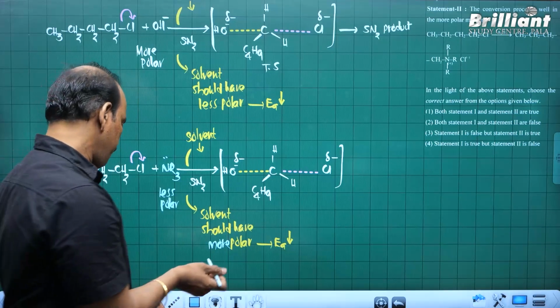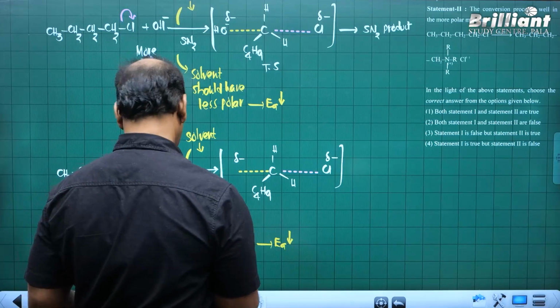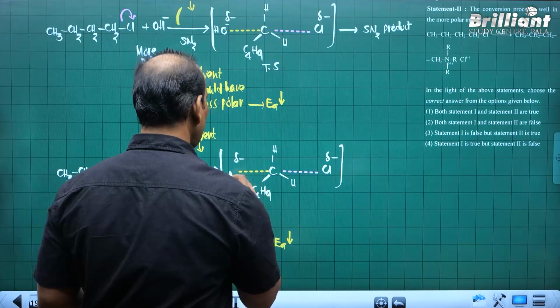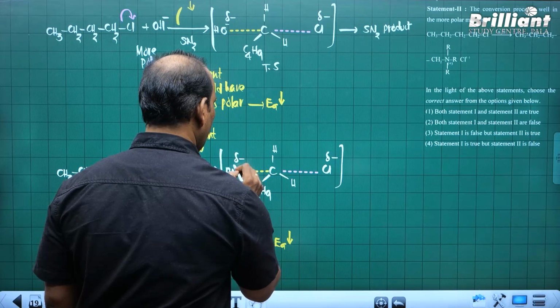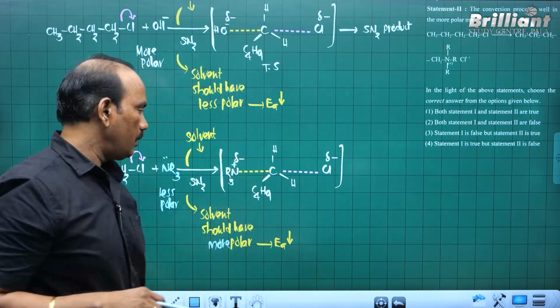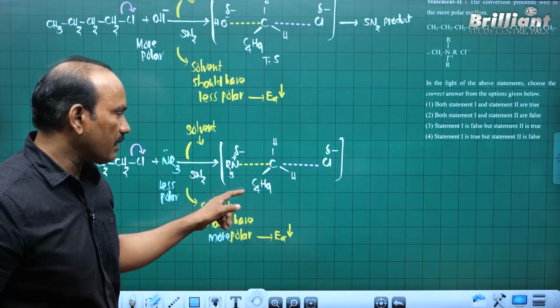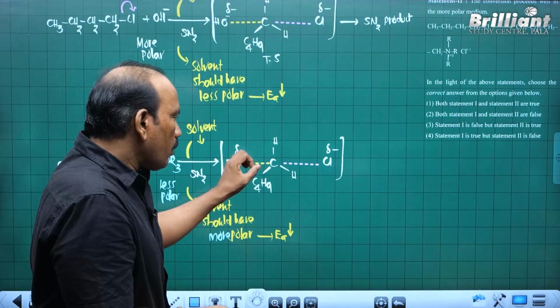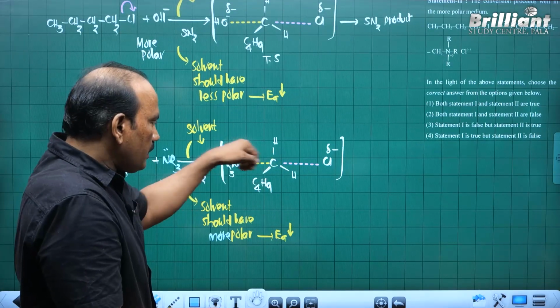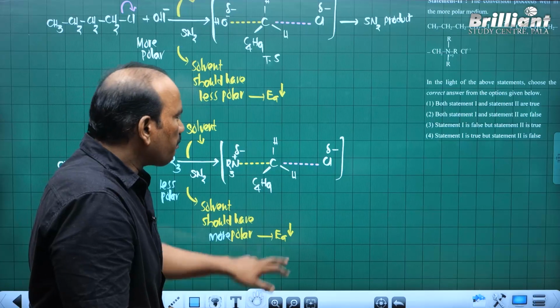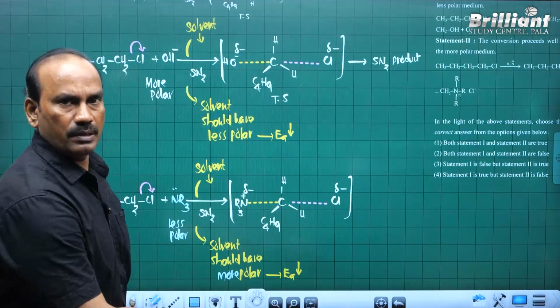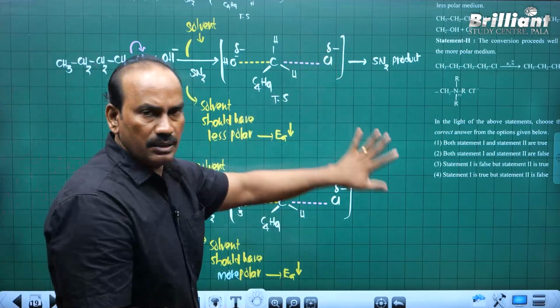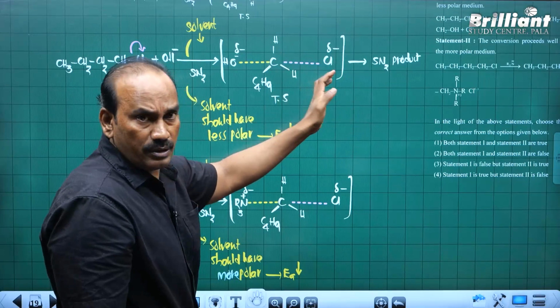Listen, in this one, this is NR3 plus. So here bulkiness is there. In this one, a more polar group is there, which is easily removed. Then simply, what is the logic in this one? Both are SN2 reactions. The transition state is formed in both the reactions.